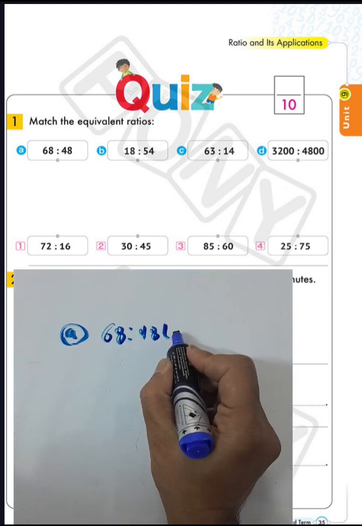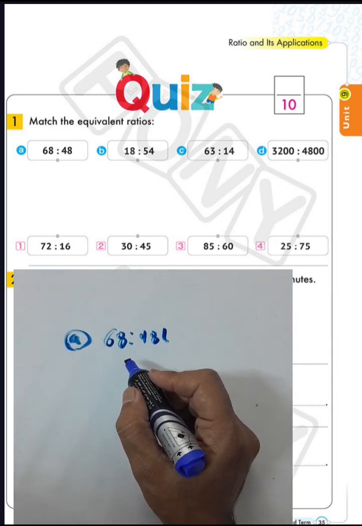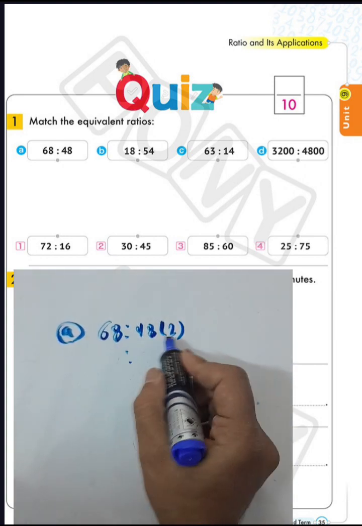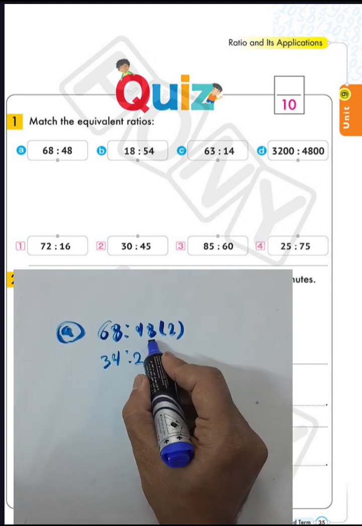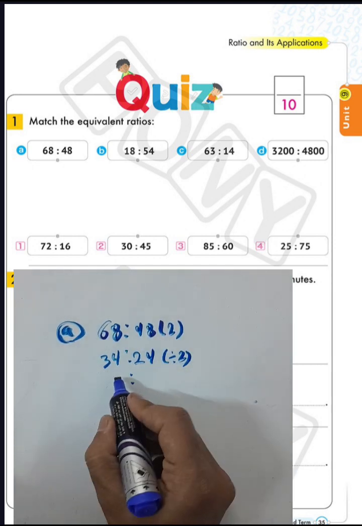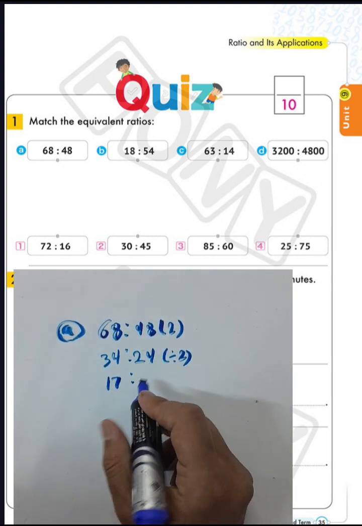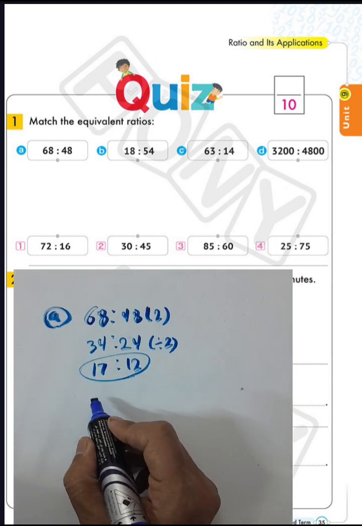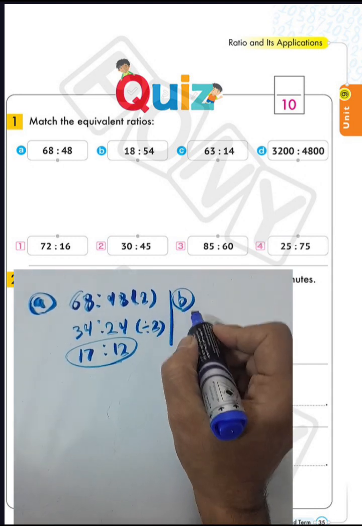First question, 68 divided by 48. First, what can we divide it by? Think with me, 68 and 48 are even numbers, so we can divide by 2. The first step, 6 divided by 2 equals 3, 8 divided by 2 equals 4. 4 divided by 2 equals 2, 8 divided by 2 equals 4, and then we can divide by 2. 34 divided by 2 will be 17, it's half of 34. And 24 divided by 2 will be 12. Then the simplest form will be 17 to 12. It was letter A. And what about letter B?